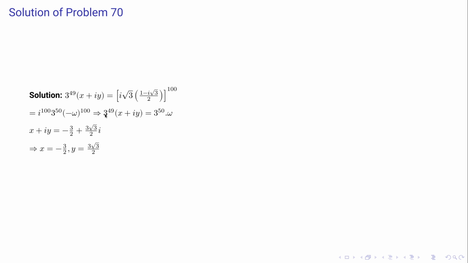Now 3 to the power 49 will cancel so many powers of 3 to the power 50, so only 3 will remain. X plus iy will become minus 3 by 2 plus 3 root 3 by 2 into I. Now if you compare real and imaginary parts, you will get x is minus 3 by 2 and y is equal to 3 square root of 3 by 2. So with this, we come to the end of 7th set of problem.